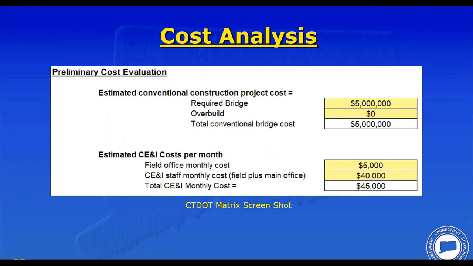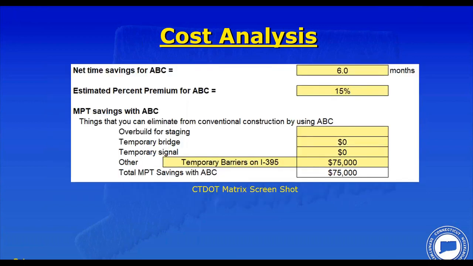This bridge also had a price of $5 million. Just a coincidence that they came out that way. As far as construction engineering and inspection costs, $5,000 a month for the field office. This one is $40,000 a month for CE&I staff. Would probably be 2 staff, both combining field office and main office staff. So the total cost per month is $45,000.